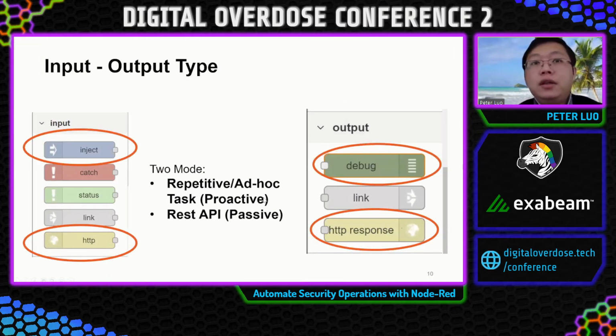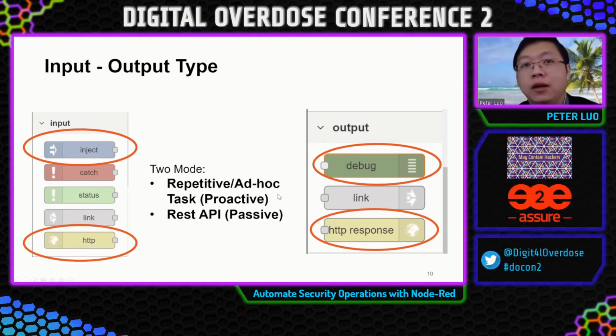So this is the input and output. Two ways: one is proactive, one is passive. For proactive ways, you can schedule them. For passive ways, you can quickly build up API endpoints for any kind of systems to connect with you. For example, you have a ServiceNow team. I know lots of companies have a ServiceNow team. If you want to connect to Node-RED, I think that's super easy.